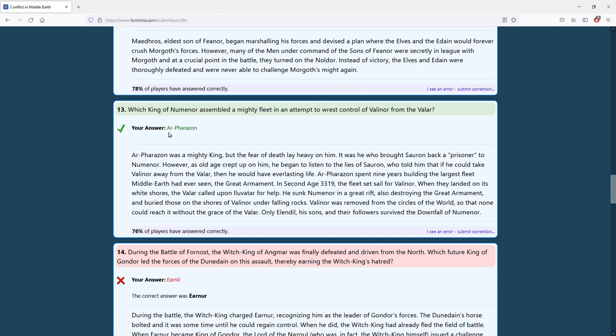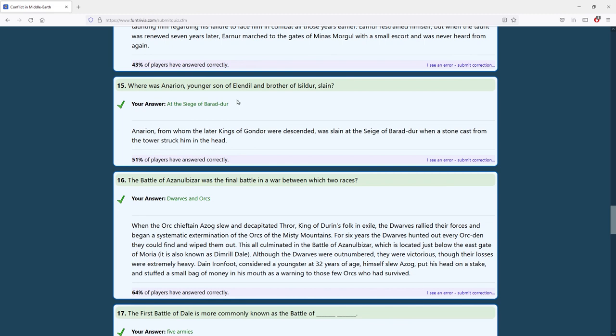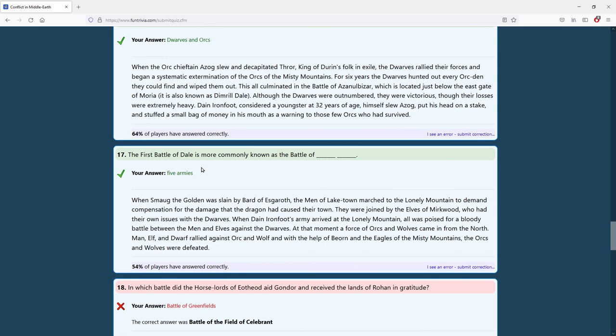Which future king of Gondor led the forces of the Dúnedain on this assault, thereby earning the Witch-king's hatred? Earnil. It was Earnur. Oh, no, wait. No, it was Earnil. It was, in fact, Earnur. Well, I got that one correct. Another one correct. Dwarves and Orcs, yeah. Another one correct. Five armies, okay.